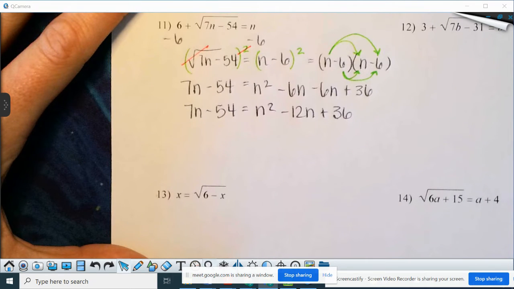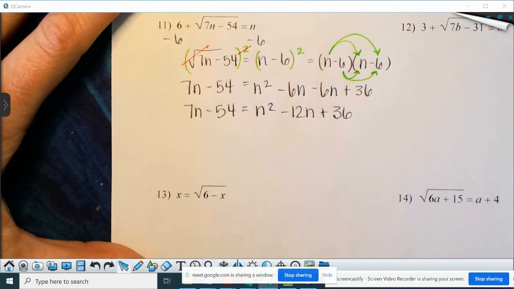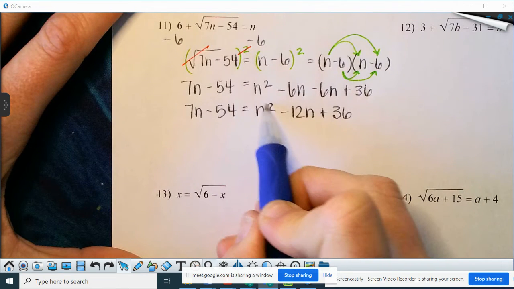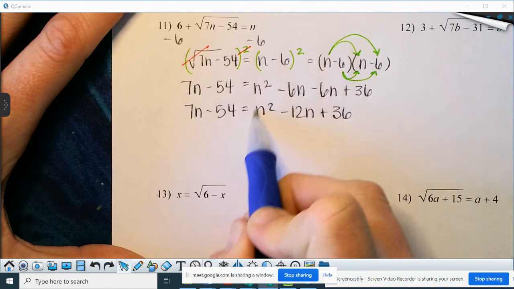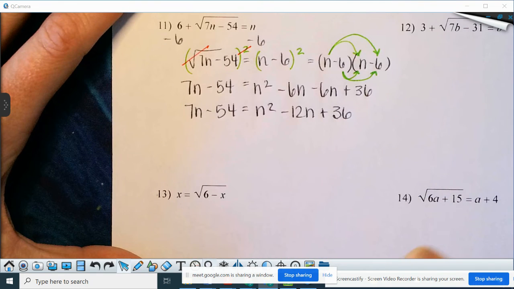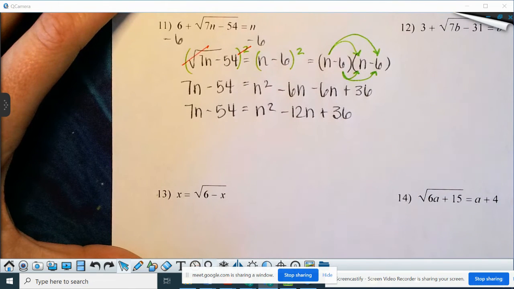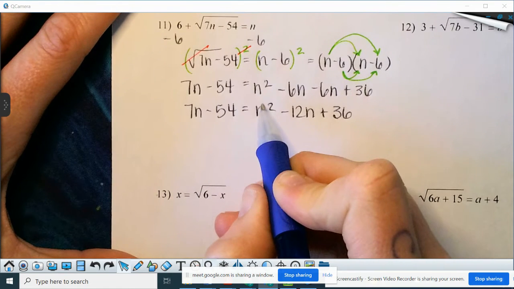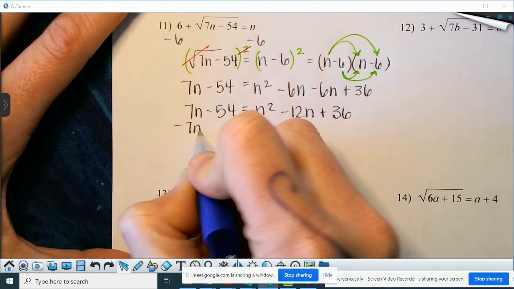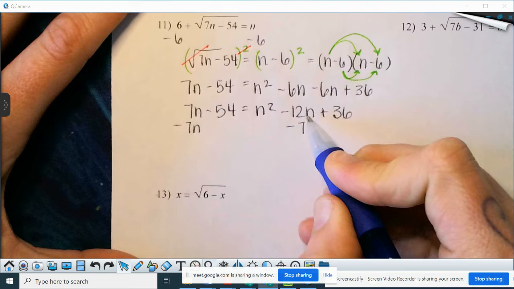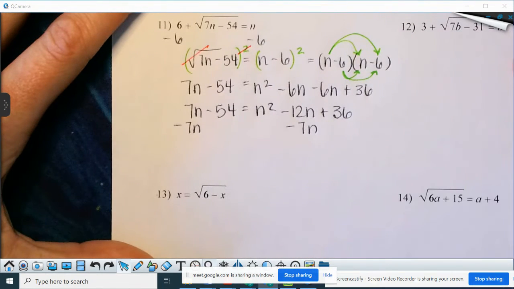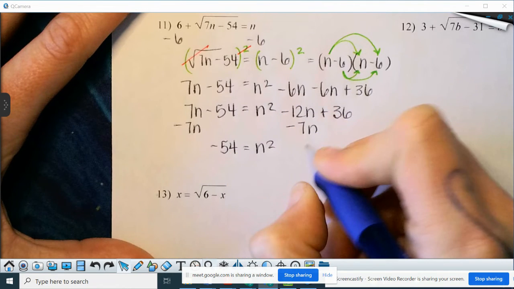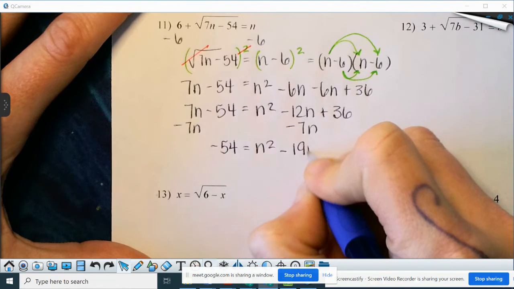Because you see that quadratic on the right-hand side, you want to move everything to one side. So I'm going to get everything on this side because n squared is positive over here. So that's a good thing. That means I don't have to factor out a negative 1 or do any kind of corrective factoring if I keep that n squared positive. So I'm going to subtract 7n. And I try to write it with who it goes with, because as you see, I can easily get distracted and mix up things. So negative 54 equals n squared minus 19n plus 36.